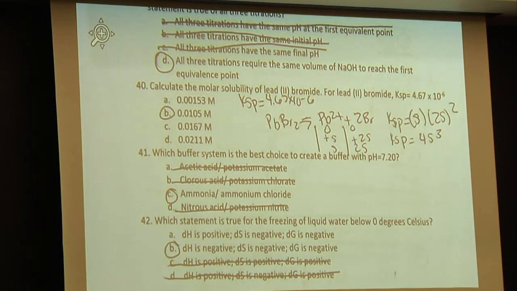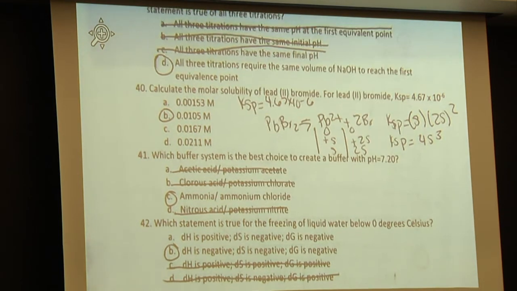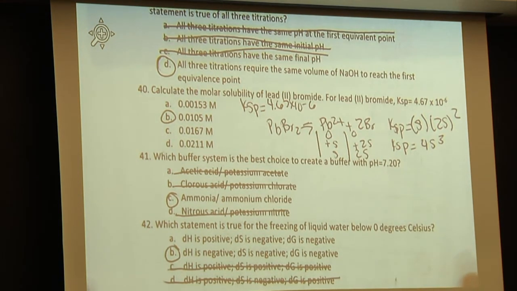And then to check for delta S, what is delta S? Entropy, right? And entropy measures what? Disorder or chaos. So if you're going from a liquid to a solid, you are decreasing in entropy, so your delta S should be negative. The answer should be B for 42.